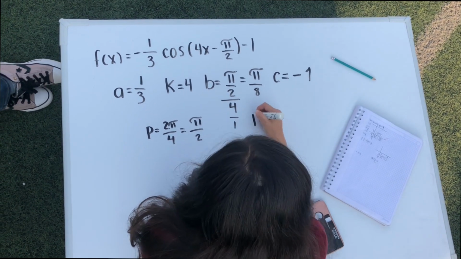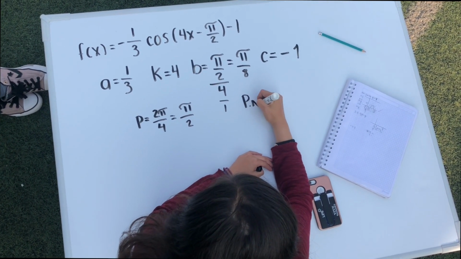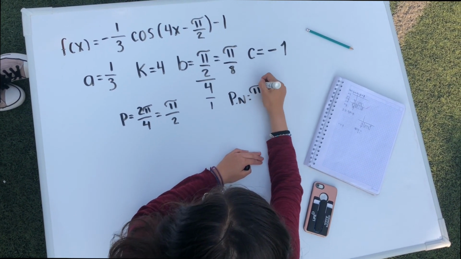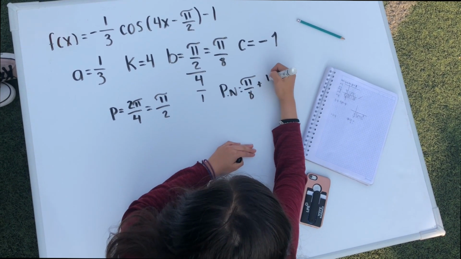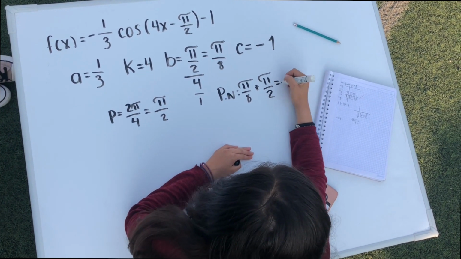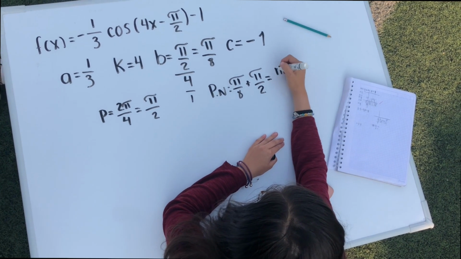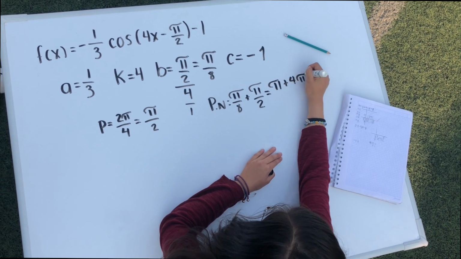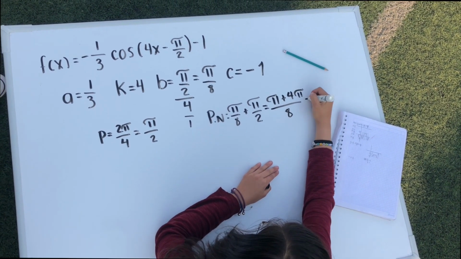Now what we will get is the end of our graph. So first we will use the beginning, pi eighths, plus pi halves, which is the whole extension. So as a result, well, first we need to have the same denominator, and we will add them, and finally we will have 5 pi eighths.